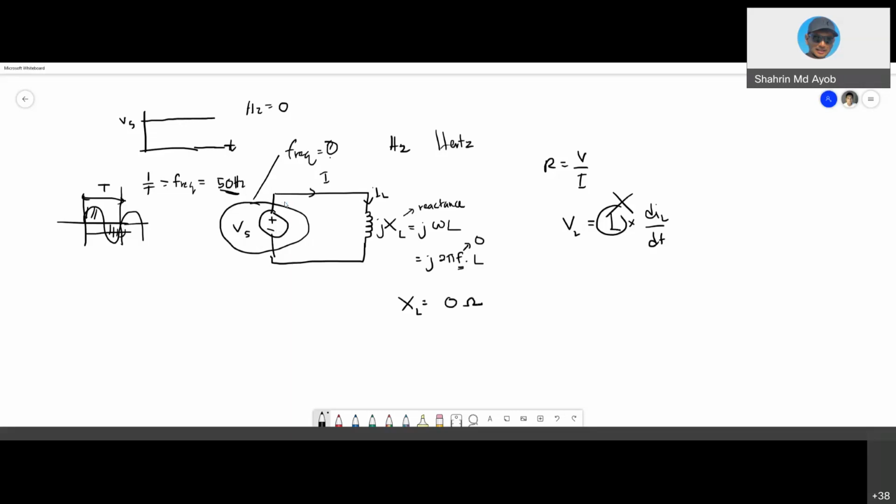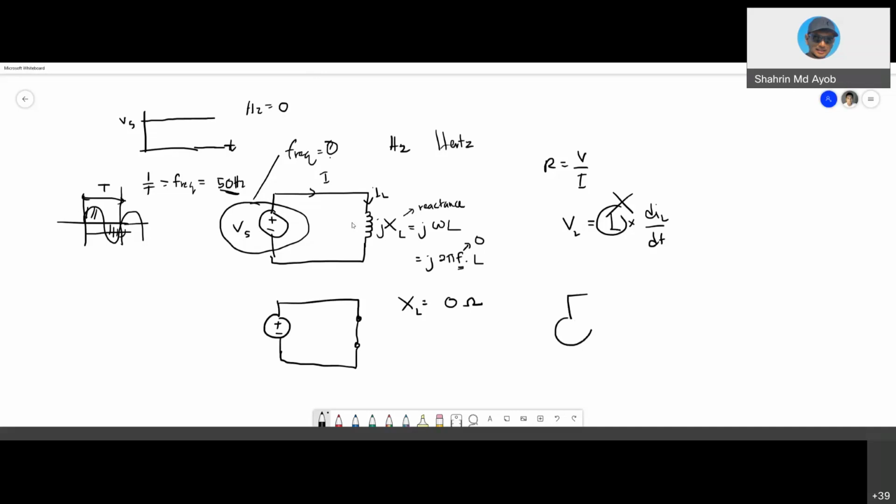So 0. That's why, just for your information, after this we will go through more and more about the properties of inductor and also capacitor. This is just what I call a preface about the AC circuit analysis. So in the DC circuit, the inductor is actually represented as a short circuit. So that's why inductor is short circuit.